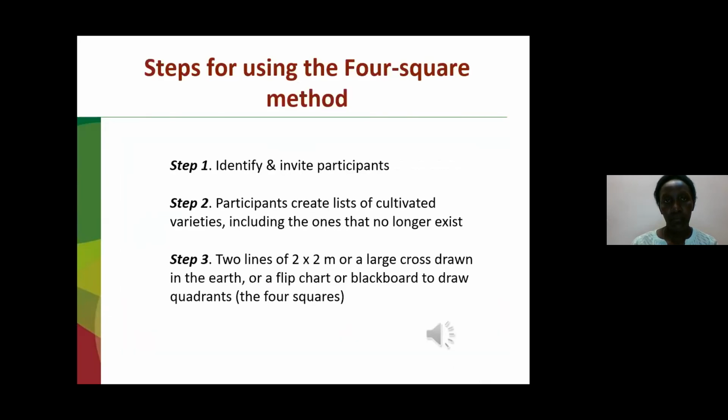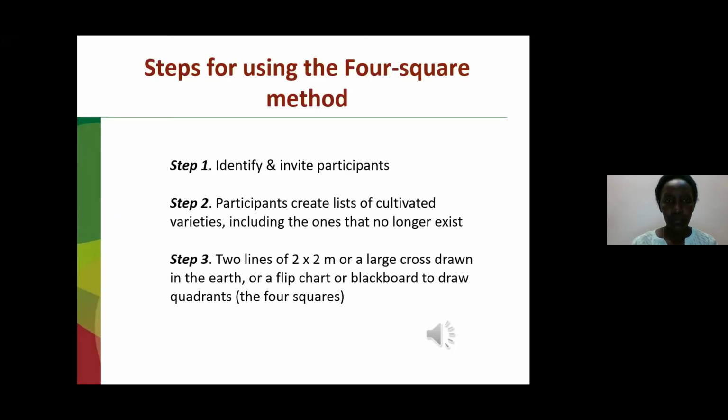Under the steps which we follow whilst using the 4 square method, first and foremost, we need to identify the participants, the people with the information that we need, who are mainly farmers. And after identification of the participants, invitations are sent out. Then secondly, these participants create lists of varieties that they grow in their communities. But whilst creating these lists, they must also include varieties that no longer exist.